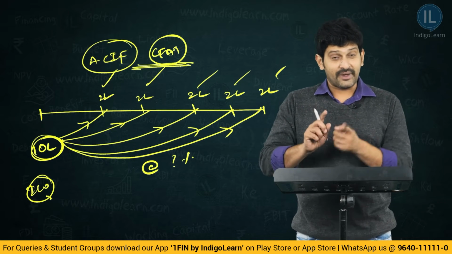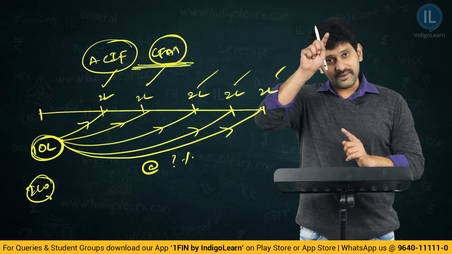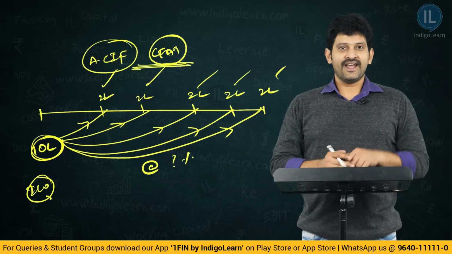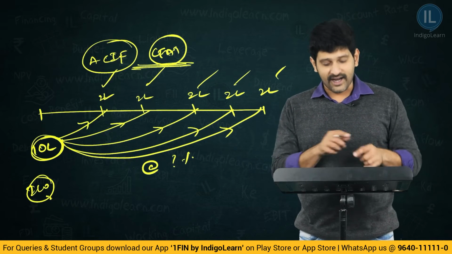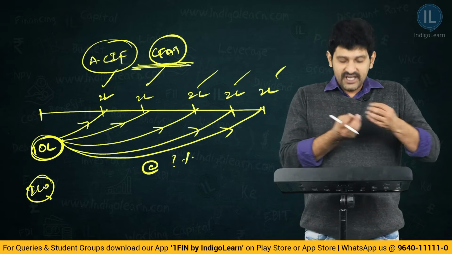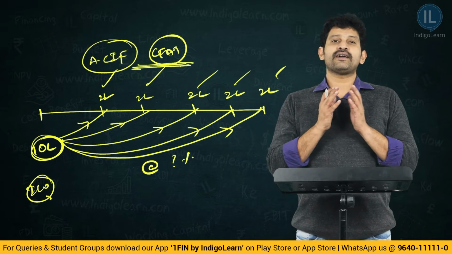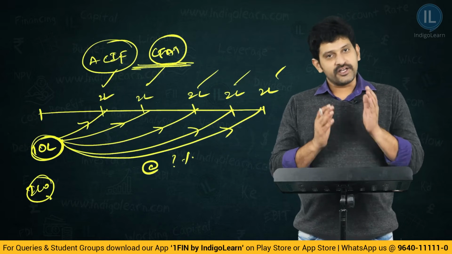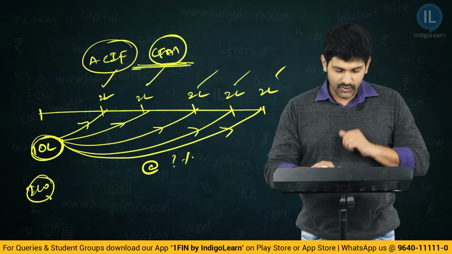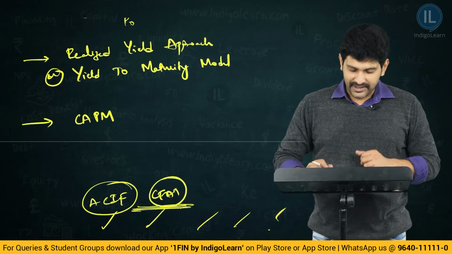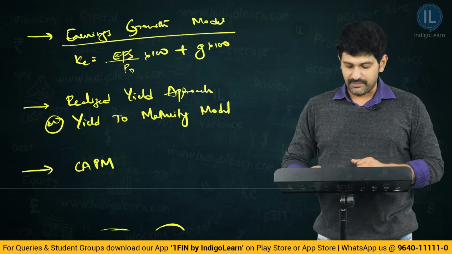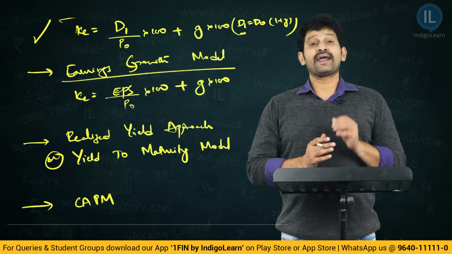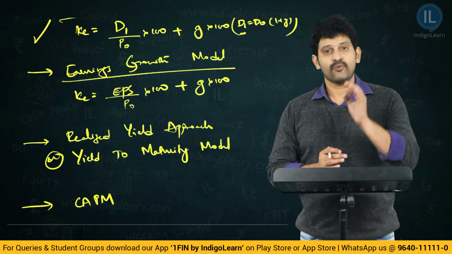Now, I am not calling it IRR, because if it is IRR, it comes from upside to downwards. Here, I am talking about the rate at which these cash flows are generated from the investment made, which is called our realized yield or yield to maturity. So, this is about our realized yield approach, and the last one, that is the CAPM model, which is called our capital asset pricing model.